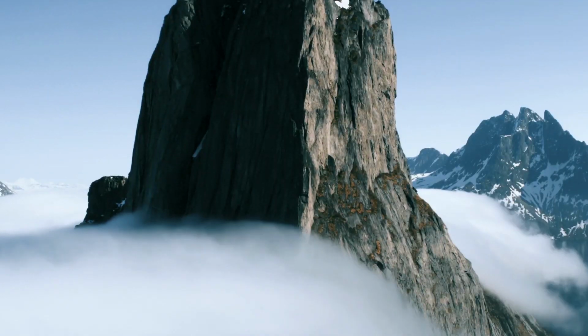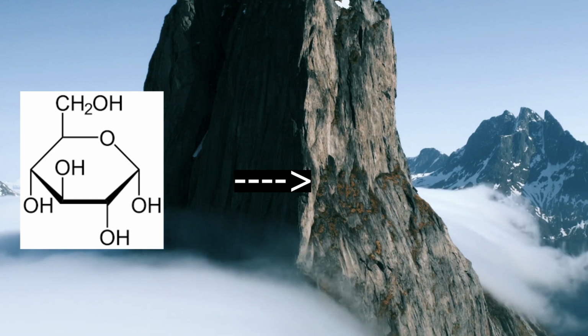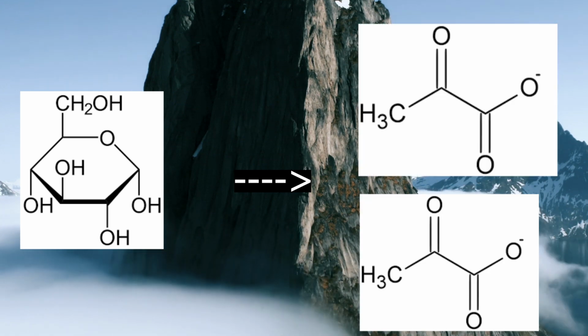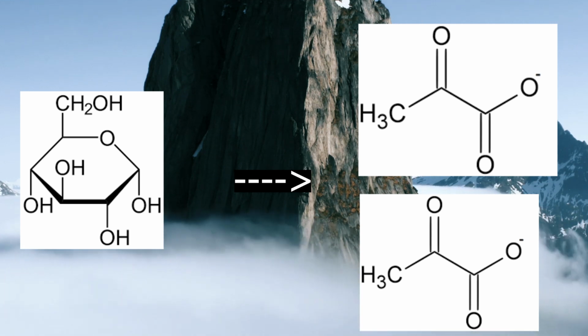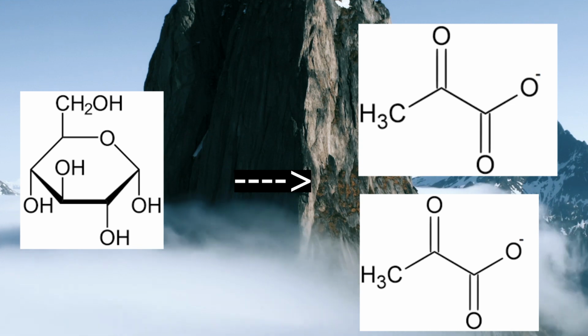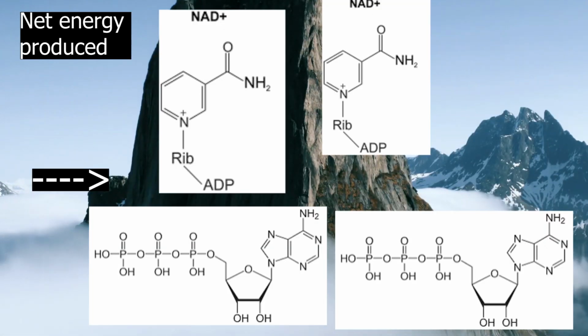But what's interesting is that for one glucose molecule that goes through this metabolic process, 2 pyruvate molecules end up coming out at the end. So you essentially get 2 times the net energy yield from this metabolic pathway. For every 1 glucose molecule, 2 pyruvate molecules are produced, and 2 ATP molecules are produced as a net yield, as well as 2 NADH molecules.